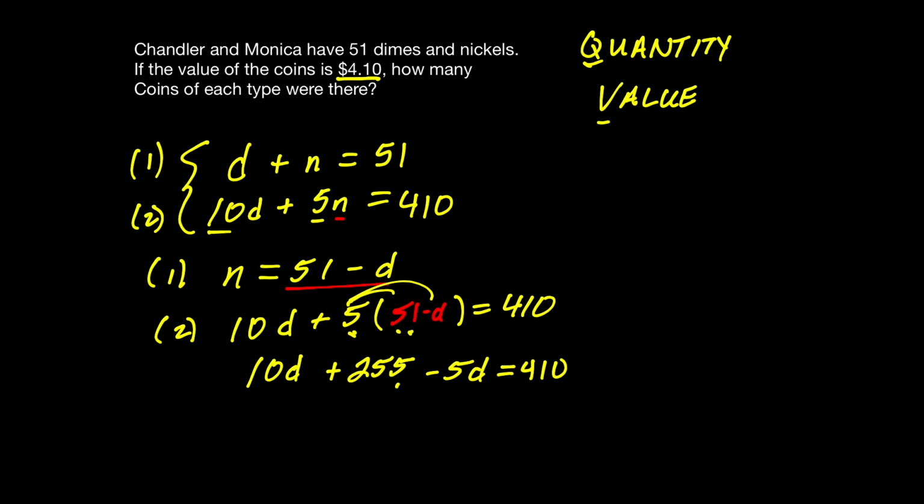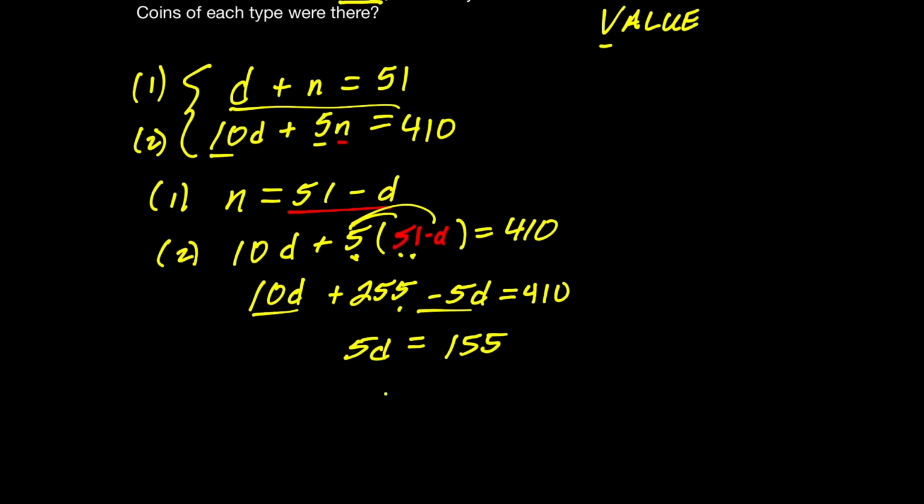So add your like terms, and notice by doing it the way I explained earlier, I don't have a negative here. It's a positive. So I'm not going to have to deal with negatives. So 5D is equal to 410 minus 255. Let's see, what is that equal to? 155. So 155. And D must then be equal to 31.